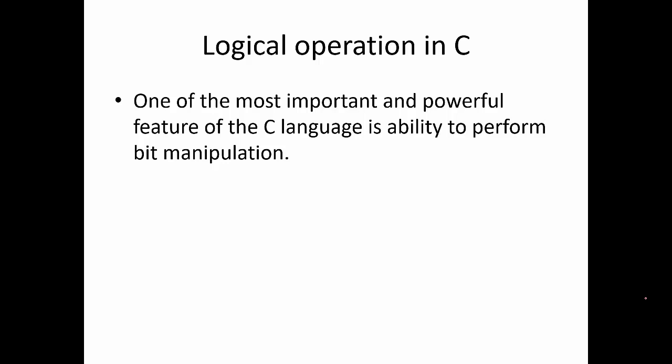It is one of the most important and powerful features of the C language, and its ability to perform bit manipulations. So we know that logical operations depend on AND, OR, XOR, NOR, invert, etc. So how are we going to implement those logical operations in embedded C? That is the concept we are going to see now.